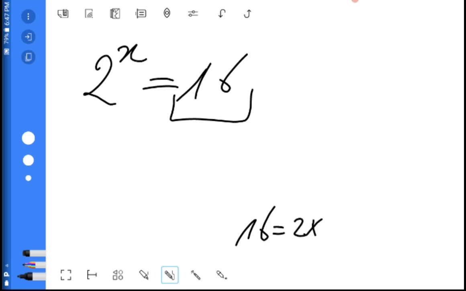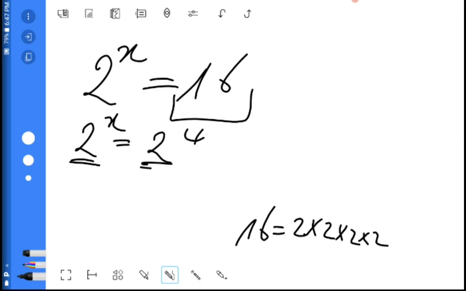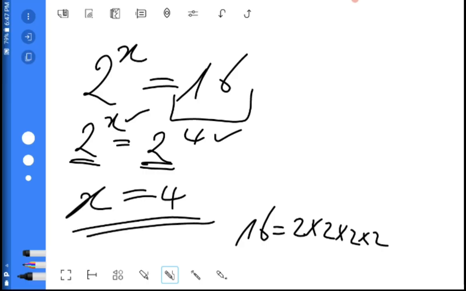2 times 2. 2 times 2 is 4. 4 times 2 is 8, and 8 times 2 is 16. So it's 1, 2, 3, 4. So this is the same as 2 to the power x being equal to 2 to the power 4. And since the bases are equal, then the power must also be equal. That means x is simply equal to 4. You see how simple the equation is.